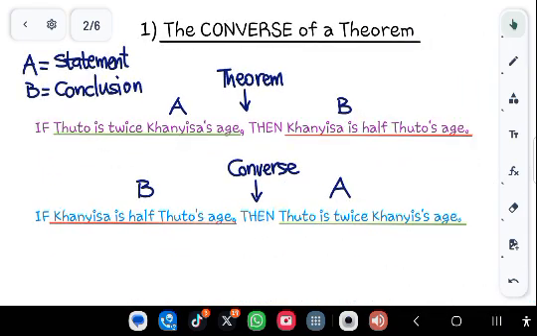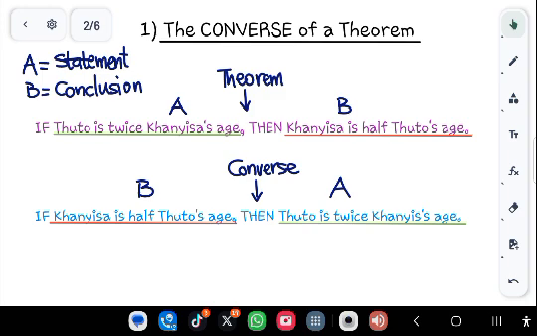I'm going to give you an example. If Toto is twice Kanyisa's age, then Kanyisa is half Toto's age. This is a theorem made up of the first part, which is the statement: Toto is twice Kanyisa's age. Then the conclusion: Kanyisa is half Toto's age. So if the statement is A, then the conclusion is B. So if A then B, that is what we call the theorem.